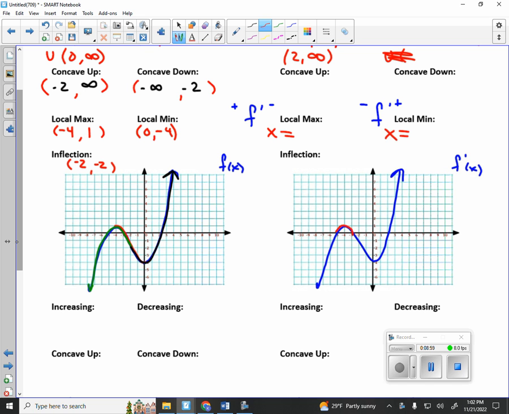Five, four, three, two, one. Okay, local max. Can somebody tell me what's the x value? Negative 3, because that's where it changes from positive to negative. Excellent.